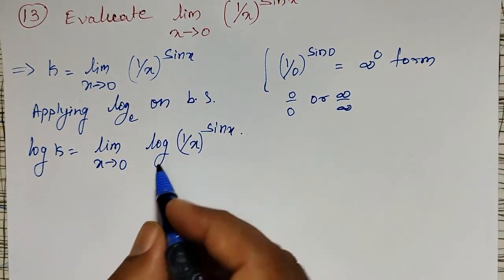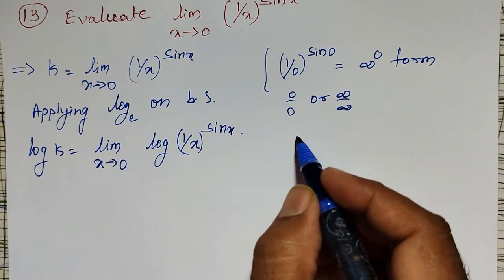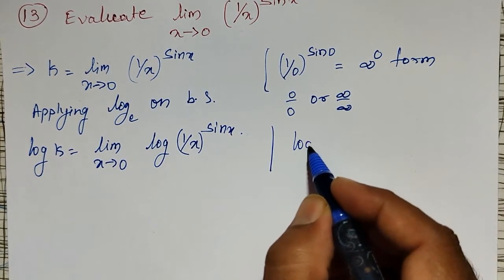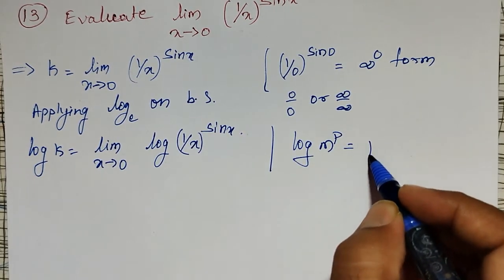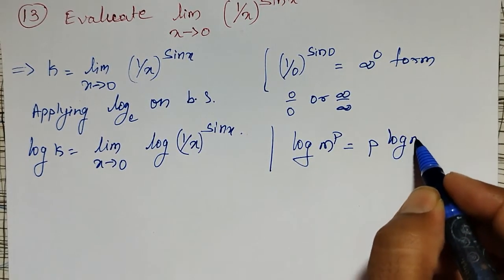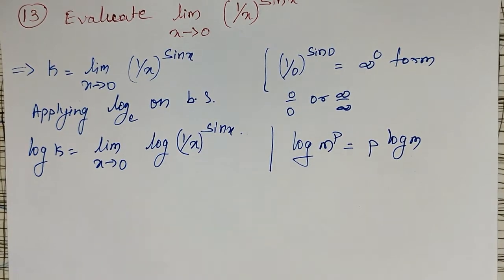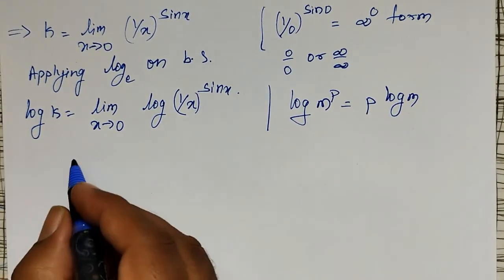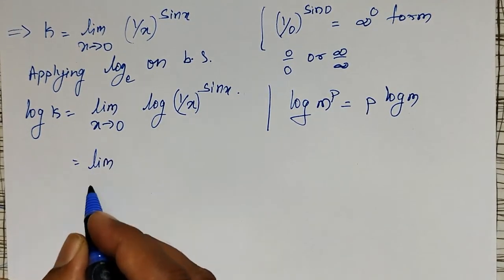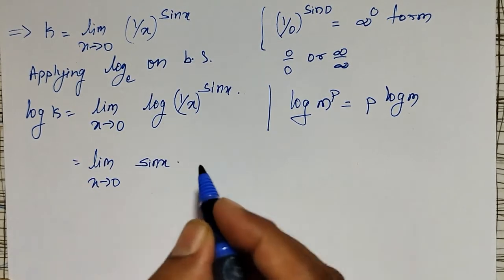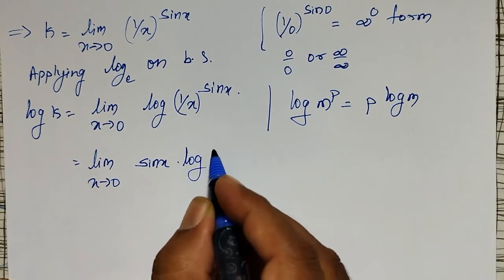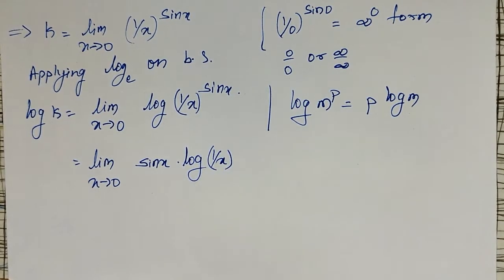Now, using the property of log, that is log of m to the power p is equal to p times log m, I can write that limiting value as limit as x tends to 0, sin x into log of 1 divided by x.